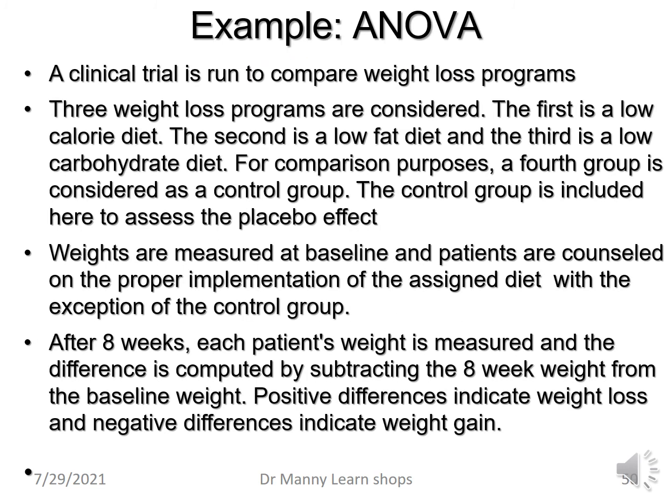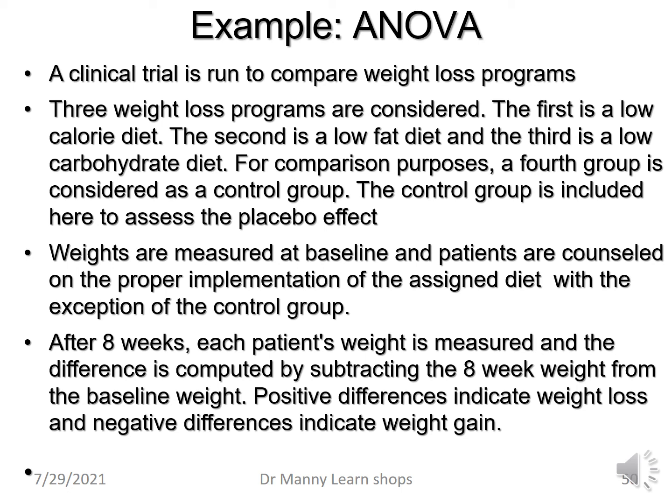So an example of the ANOVA would be a clinical trial run to compare weight loss programs. 3 weight loss programs are considered. The first is a low-calorie diet. The second is a low-fat diet. The third is a low-carbohydrate diet. For comparison purposes, a 4th group is considered as a control group, and the control group is included here to assess the placebo effect.